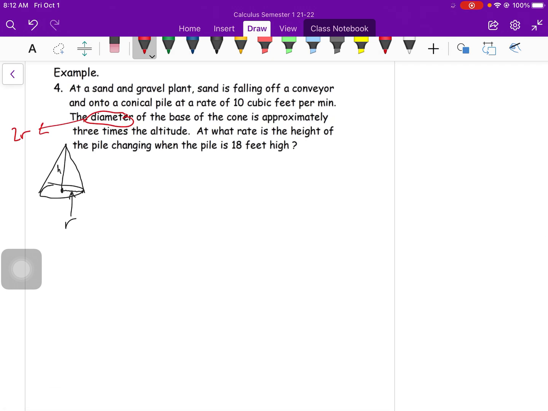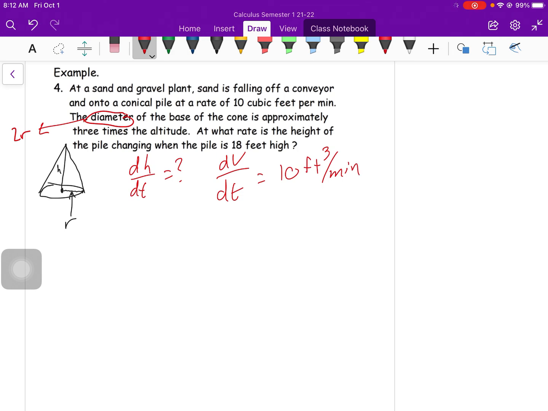So off to the side, the things that I don't know and things that I want to know, because it says at what rate is the height of the pile changing. So I'm trying to find dh/dt, but I know the volume is changing at a rate of 10 feet cubed per minute. That's what it tells me, cubic feet.